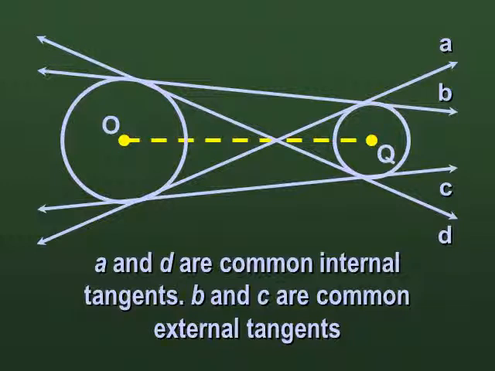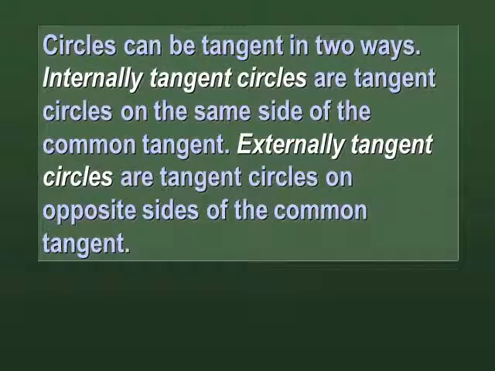Let's talk more about what happens if the circles are touching. Circles can actually be tangent to each other. They can be internally tangent, which means there's a smaller circle inside a larger circle, and they touch at just one point. And then there are externally tangent circles, and they're on opposite sides of that common tangent point. Let's look at a picture of that.